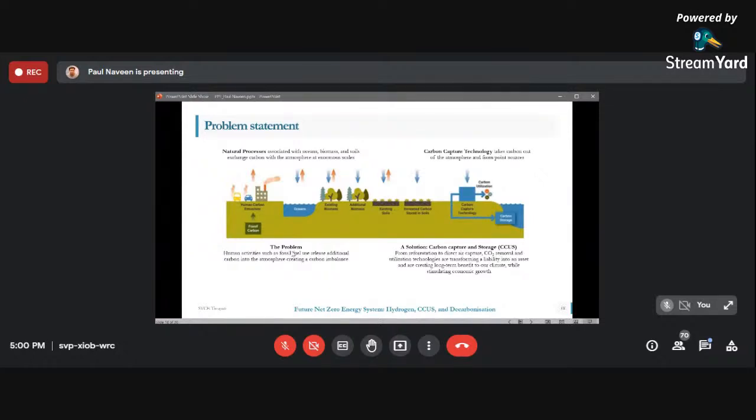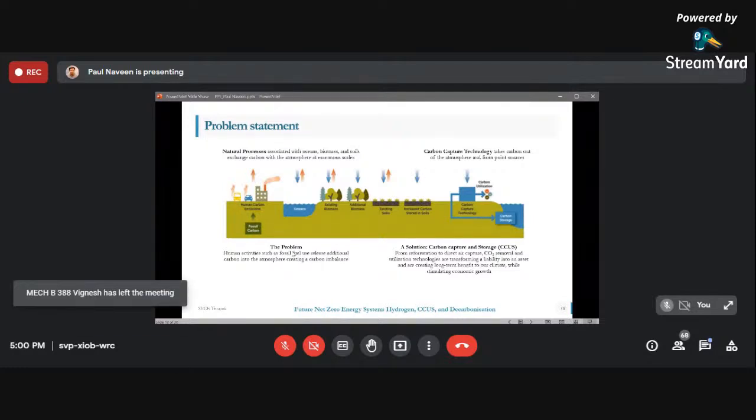So we use these fossil fuels, the natural gas, petrol, diesel, and all other natural resources, derivatives of fossil fuel, and we release additional carbon dioxide into the atmosphere, creating a carbon economy. The proper solution can be this carbon capture and storage technology. We can directly remove that carbon dioxide from the atmosphere and store it in the subsurface, and we can retain it permanently for a longer time.